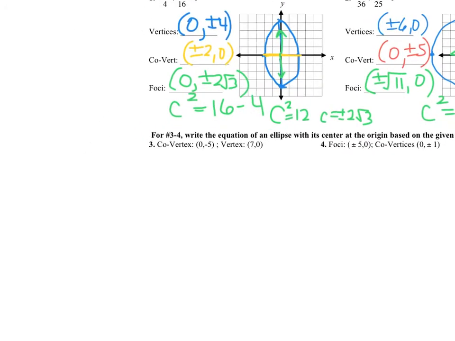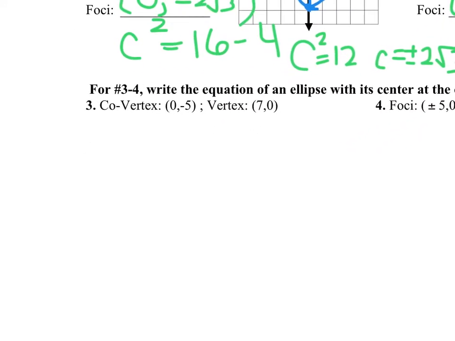Now here's some stuff and find the equations. So for this one, we're given one of the co-vertices, a co-vertex, is at 0, negative 5. So that would be right here. Negative 5. And a vertex is given to us as 7, 0. So you're way out here at 7, 0. Okay. All right, so then draw the ellipse, goes around like that. And we have everything we need.